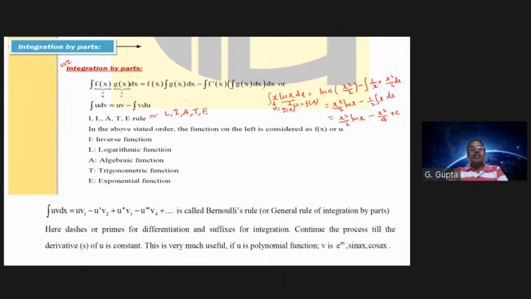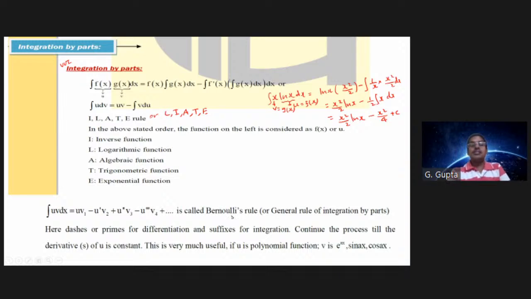Now, whenever u is a polynomial function, like x plus 1, x square, x cube, and v is a trigonometric function like sine or cos, or an exponential function, Bernoulli, a scientist, invented a one-step answer for all these integrations by parts. For example, x cube into sin x. If you apply ordinary integration by parts to x cube into sin x, you will get at least half a page, 6 to 7 lines, and you should do integration by parts 3 times. But Bernoulli did the procedure in one step. That's why that procedure is named the Bernoulli rule.